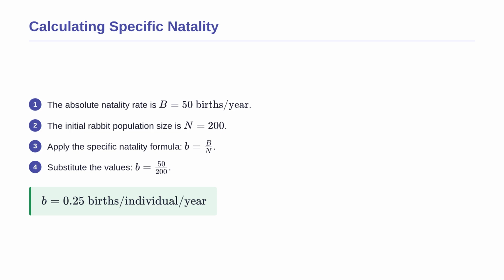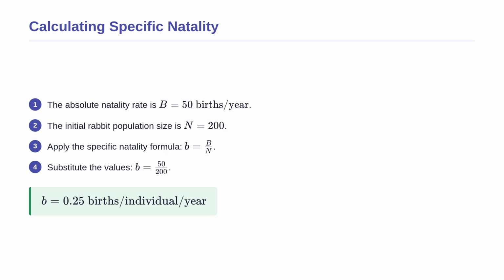Following up on our rabbit meadow, let us now calculate the specific natality rate. We already found that the absolute natality rate is 50 births per year. We also know the initial population size at the start of the spring was 200 rabbits. We choose the specific natality formula to understand the average contribution of a single individual. We substitute 50 for B and 200 for N. Dividing 50 by 200 gives us 0.25.